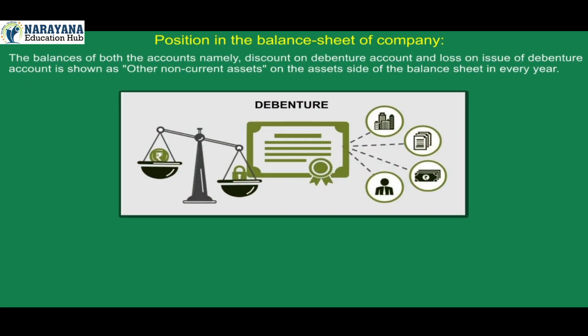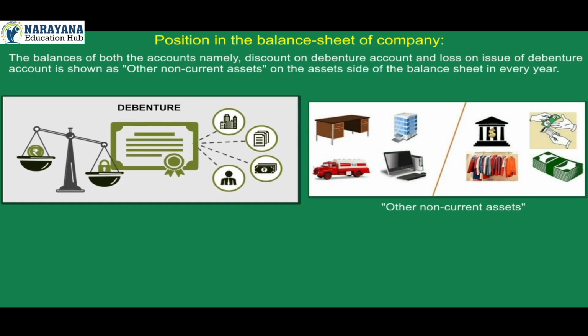The balance of both the accounts, namely discount on debenture account and loss on issue of debenture account, is shown as other non-current assets on the asset side of the balance sheet in every year.